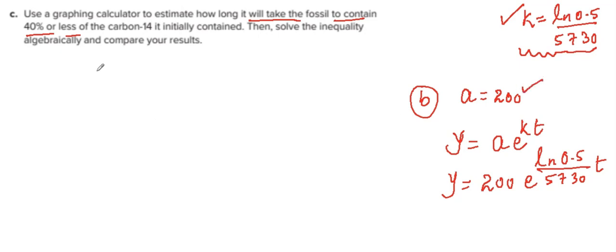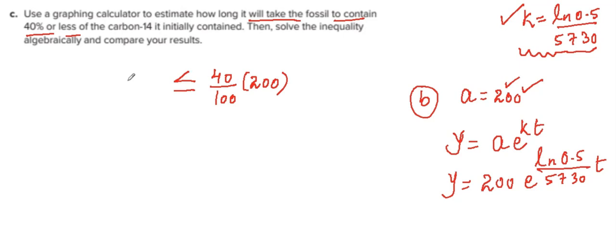So 40% of initial we are going to use. So what is the equation? We can write here 40% or less, less than or equal to. 40% means 40 over 100. 40% of what? 40% of 200, which is from the B part. This should be y, and the y value we have, we can substitute the formula.